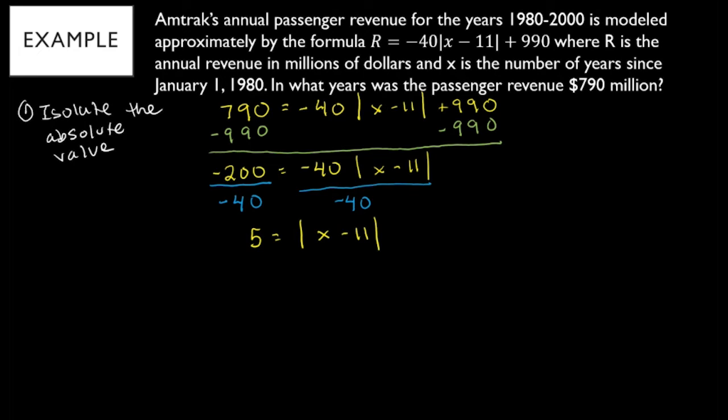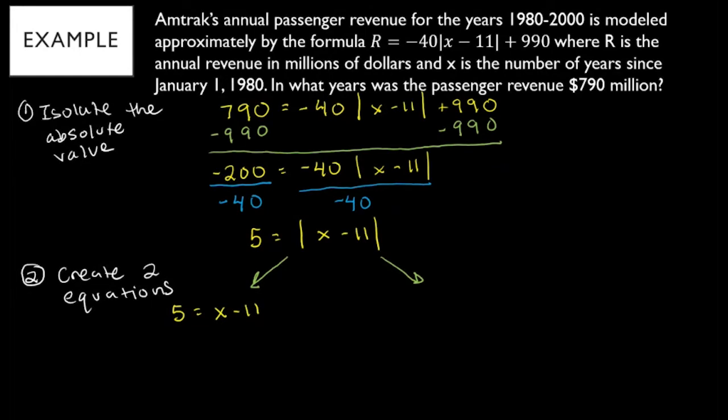So now we've isolated the absolute value, and now we need to create our 2 equations to solve. This would be your step 2 of the procedure, and there may be steps in between, but these are the big ideas: to create 2 equations. I've got one equation where I set up a positive 5: 5 equals X minus 11. And then the other one with negative 5: negative 5 equals X minus 11. And then we solve.